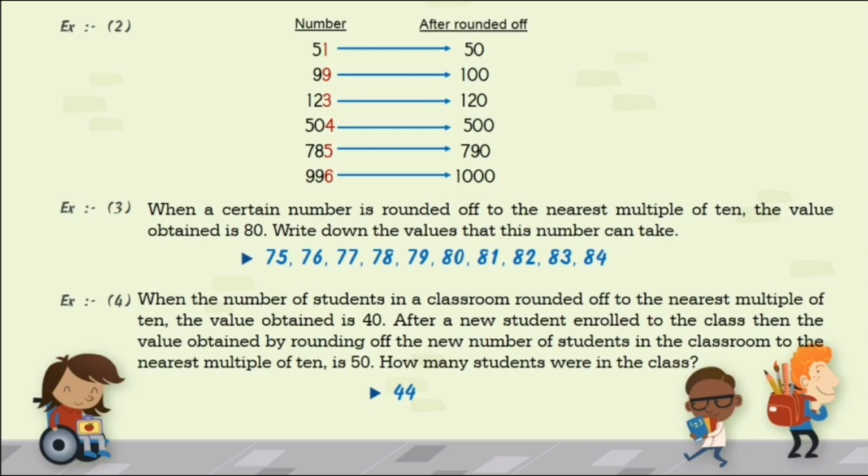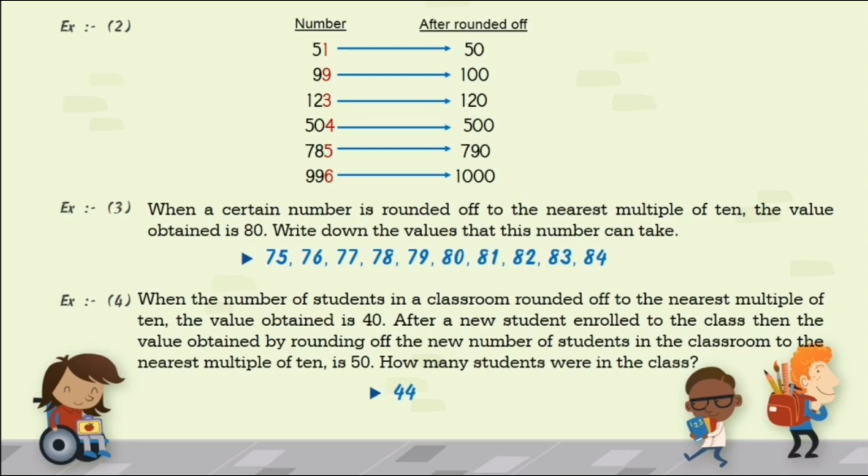123. The last digit is 3. Then we have to check whether that number is less than 5 or equal or greater than 5. 3 is less than 5. So we have to select the closest multiple of 10 which is less than 123. So the answer is 120. In the same way, you can do 504, 785, 996.